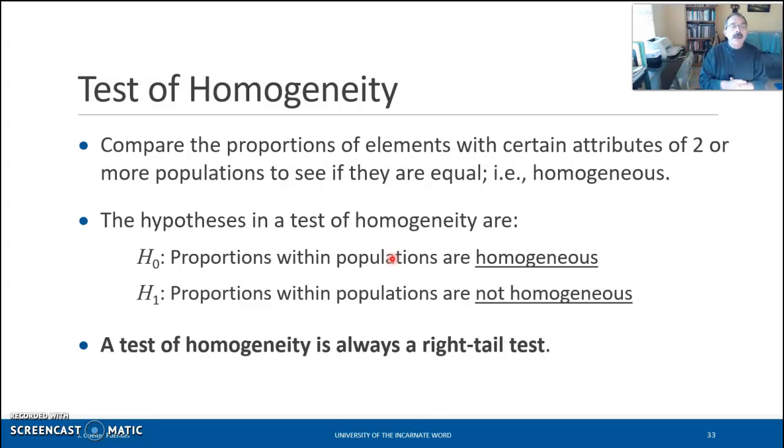So in here, we would like to compare the proportions of elements with certain attributes of two or more populations and see if the proportions of these attributes are the same across the different populations. In other words, we say that they are homogeneous. So the hypotheses in a test of homogeneity are that the proportions within populations are homogeneous, versus the alternative hypothesis, the proportions within populations are not homogeneous. And as in the test for independence, the test for homogeneity is always a right-tailed test.